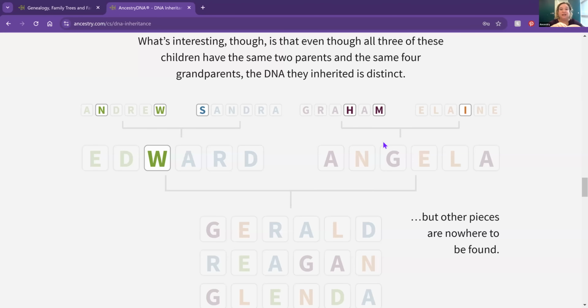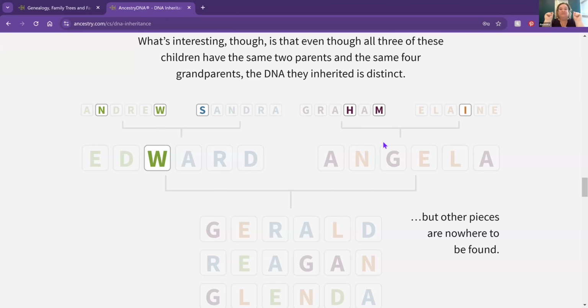Bonnie wants to know, does the sex of the children make a difference in the DNA? And the answer is no. Every child, male or female, gets 50% of dad's DNA and 50% of mom's DNA. And so you can see exactly what that means, right? 50% of dad's DNA, 50% of mom's DNA.